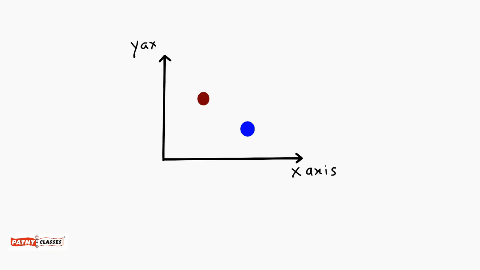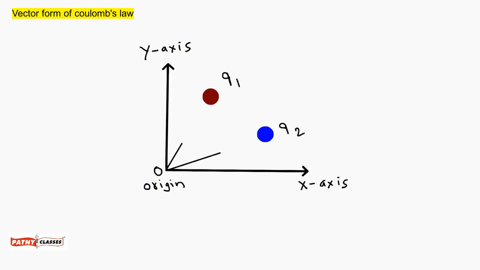Now let us consider two charges placed in the xy coordinate system. After this, we join origin and q1, origin and q2. We get two position vectors OQ1 and OQ2. OQ1 is the position vector of q1 and OQ2 is the position vector of charge q2.